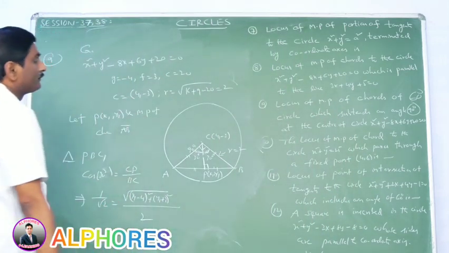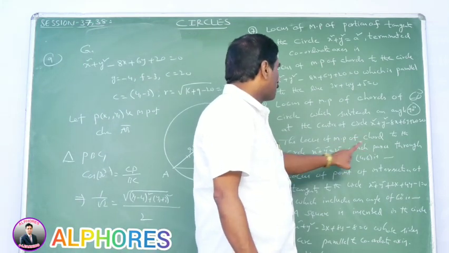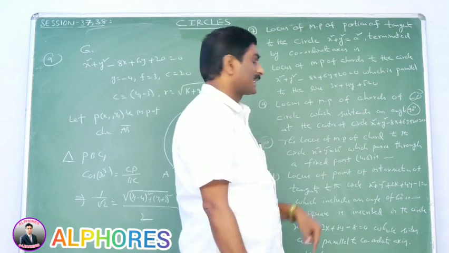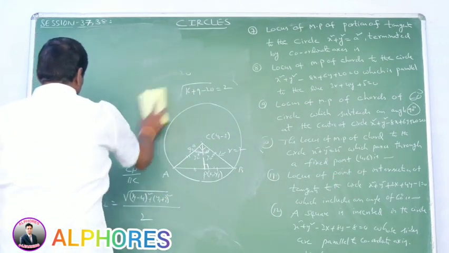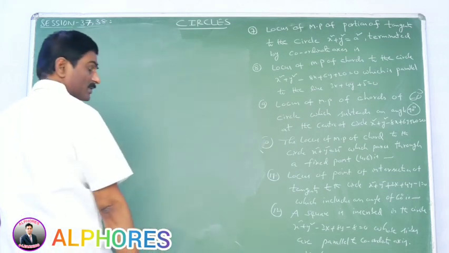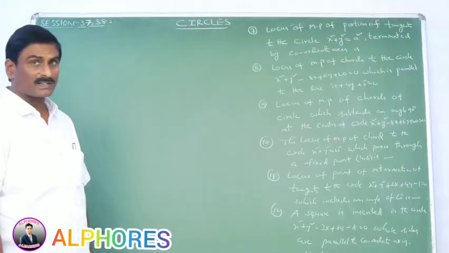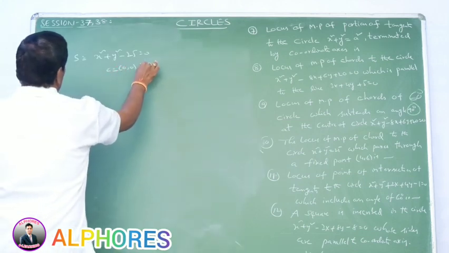Next, 10th question. The locus of midpoint of chord to the circle which passes through a fixed point (4, 6). The locus of midpoints of 10th one. These are all our locus problems, very, very important problems. The locus of midpoint of the chord to the circle x square plus y square is equal to 25. That means S is equal to x square plus y square minus 25 is equal to 0. It is the circle with the center (0, 0) and radius r is equal to 5.